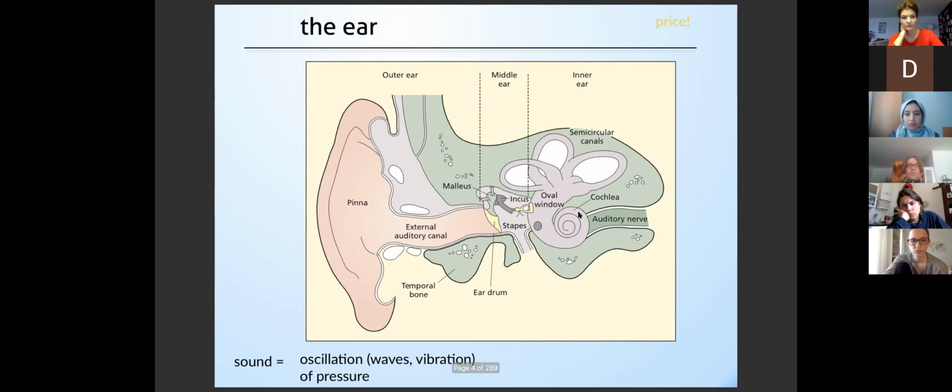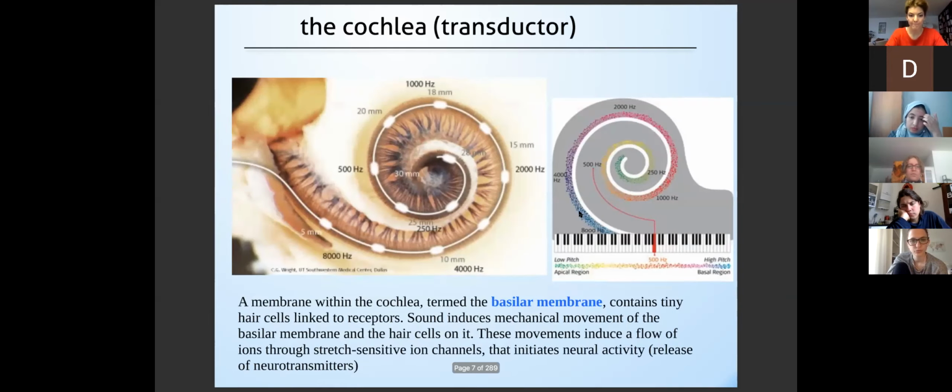So yes, sound is an oscillation, waves, vibration of pressure. All things that you said. So great job, Alice and Mario. So you got air, and then these vibrations are turned from air vibration to water vibration. Nothing really fancy at this point, right? But the magic happens in the cochlea. The cochlea is a transductor, right?